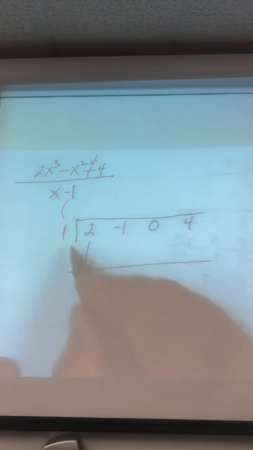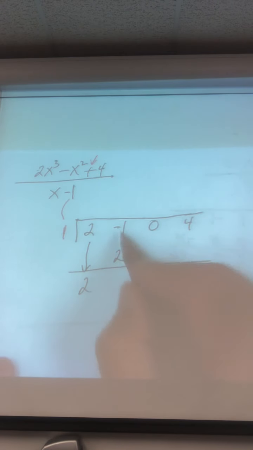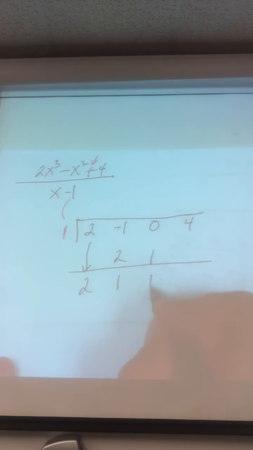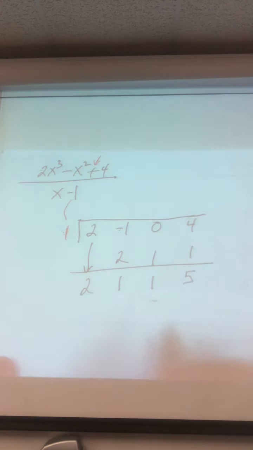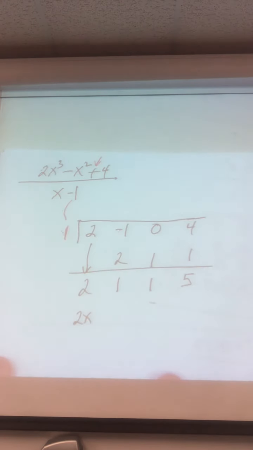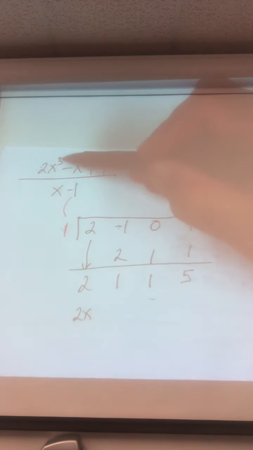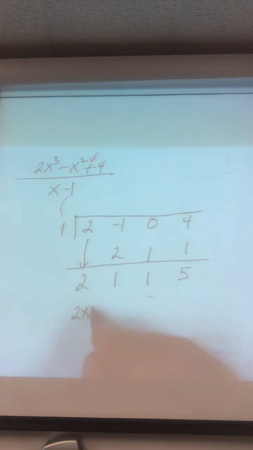Bring the 2 down. 1 times 2 is 2. Negative 1 plus 2 is 1. 1 times 1 is 1. 0 plus 1 is 1. 1 times 1 is 1. 4 plus 1 is 5. This answer will start out 2x. You're dividing an x3 by x1. So this is going to be 2x2 plus 1x to the first plus 1.